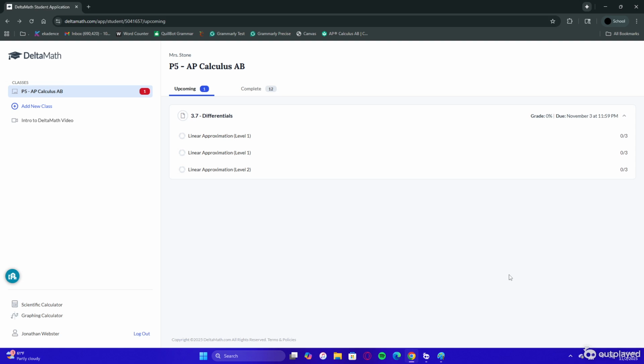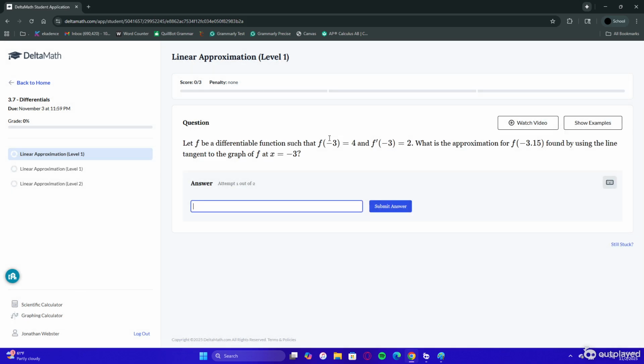Today we're going to be doing AP Calculus section 3.7 and I'll be trying to guide you through how to do differentials. So first we're given a function f, and this function at -3 is equal to 4, and its slope at -3, its derivative, is equal to 2.